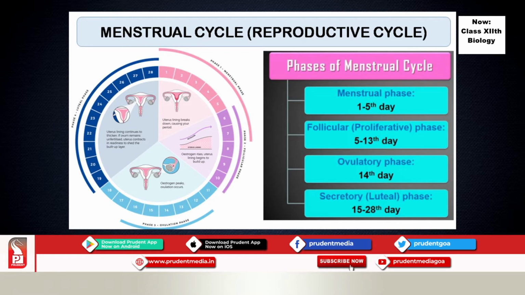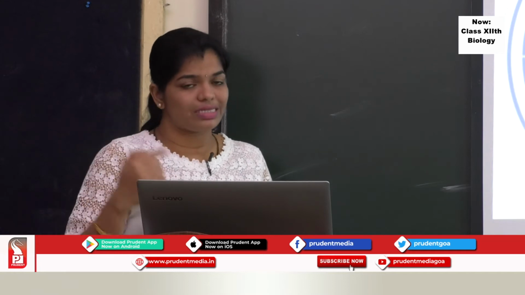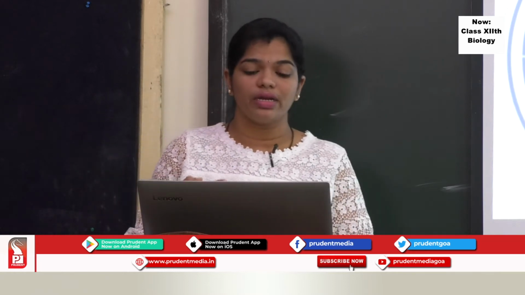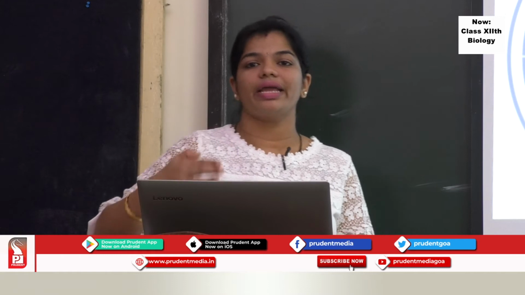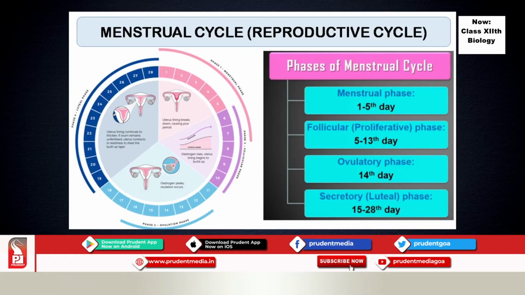Then the second phase is the follicular phase, which is also termed the proliferative phase. It's from the 5th to the 13th day of the cycle. And what happens during this is the estrogen level will start increasing, and the uterine wall, the uterus lining, will start building up again. That's the follicular phase. And also the maturation of the follicles takes place inside the ovary.